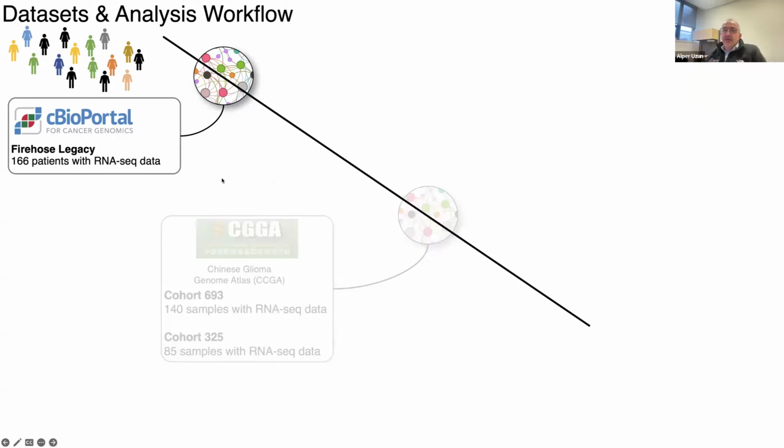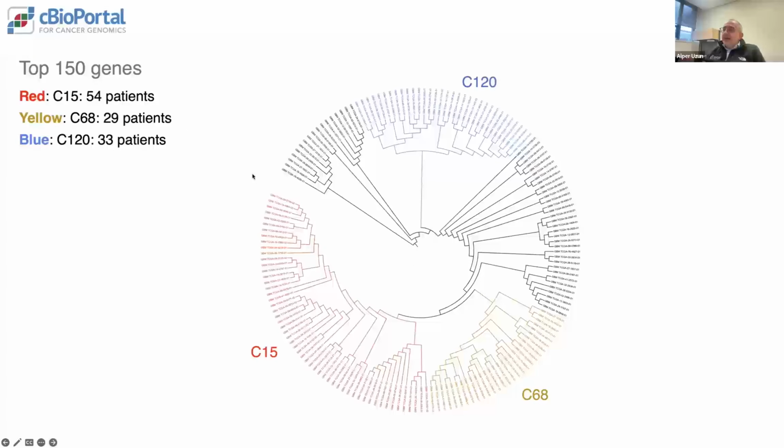This is coming from Firehose Legacy in the cBioPortal. So what we did, or what you see here, is we asked the question: bring me the list, at the beginning of Proteinarium, of the top 150 highly expressed genes for each patient. Why top 150? We looked at top 50, top 150, top 200, up to top 300.